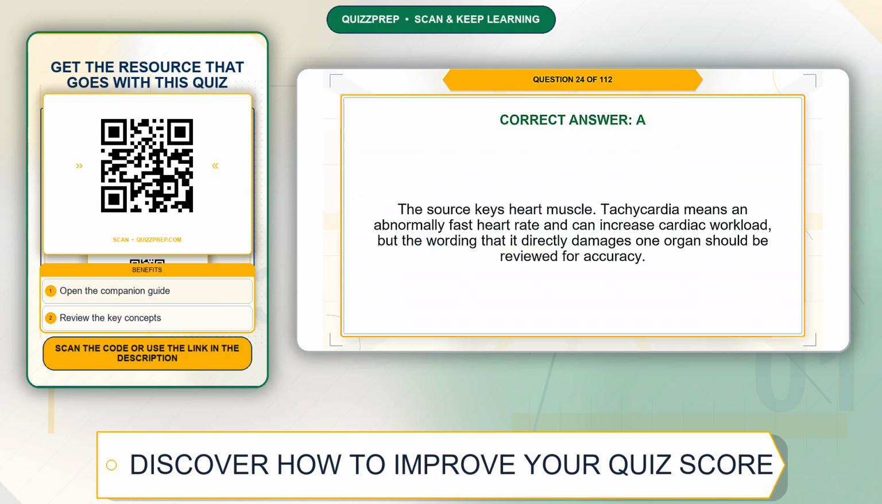Tachycardia means an abnormally fast heart rate and can increase cardiac workload, but the wording that it directly damages one organ should be reviewed for accuracy.